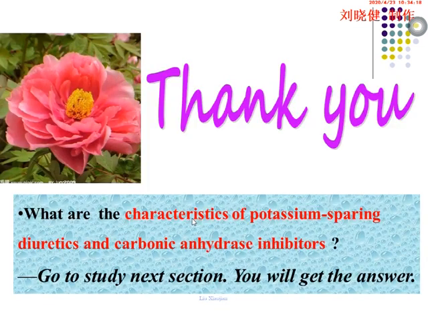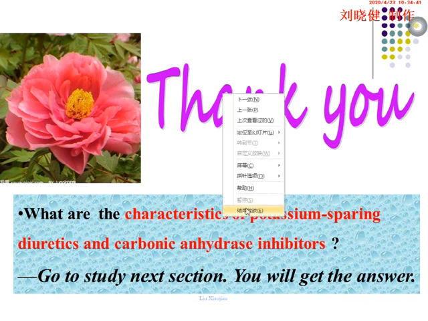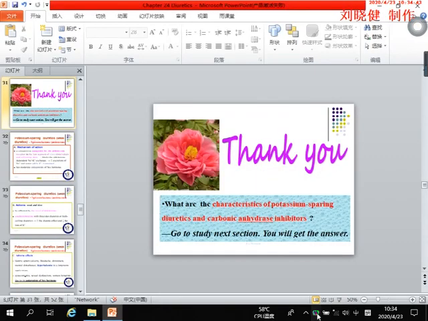Okay, just now you've finished the study of Thiazides. Actually, they are more commonly used in the treatment of some chronic diseases. So what are the characteristics of potassium-sparing diuretics and carbonic anhydrase inhibitors? Go to study the next section. Thank you.